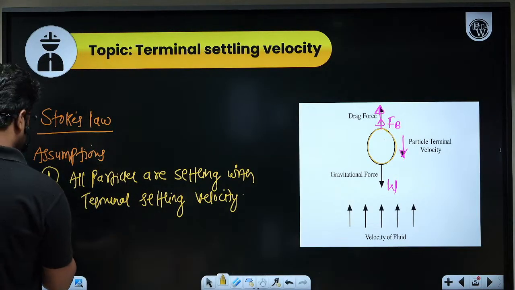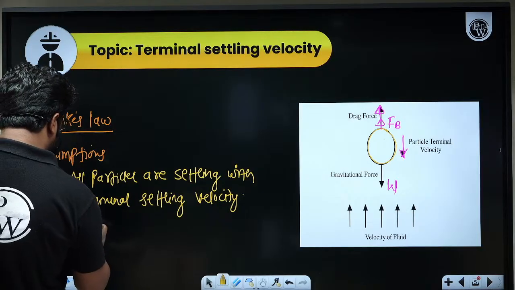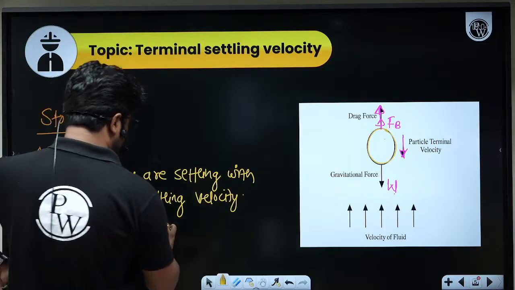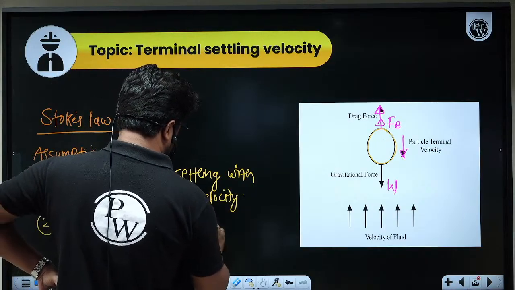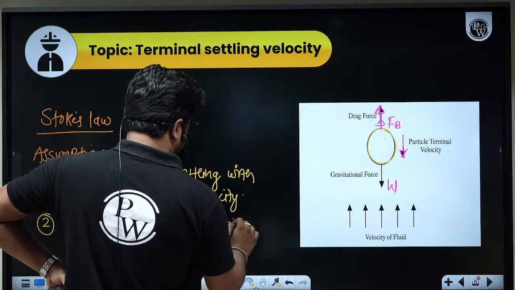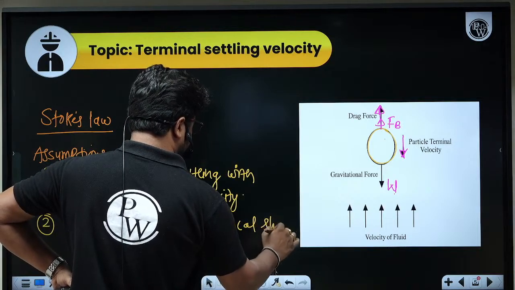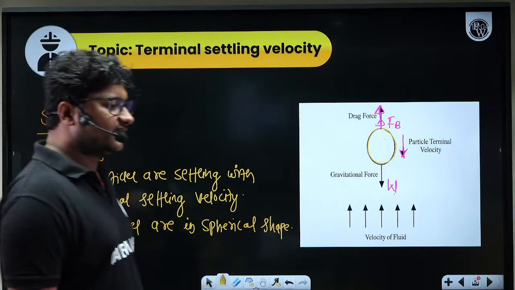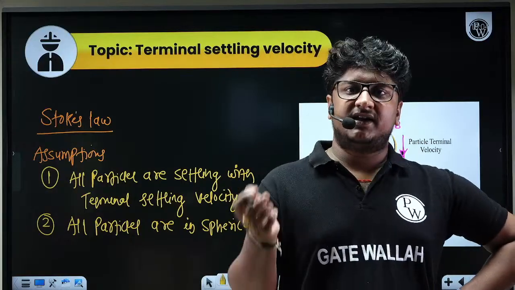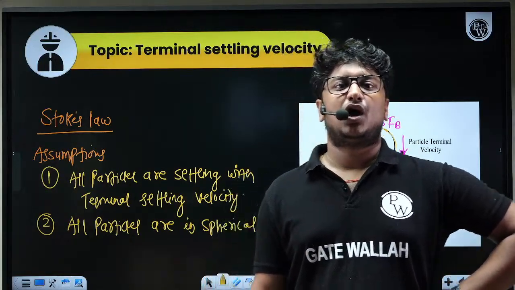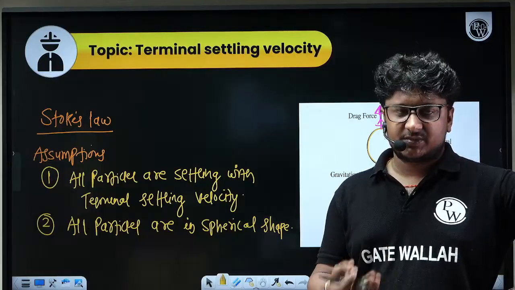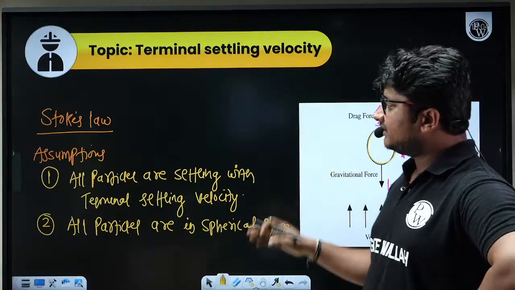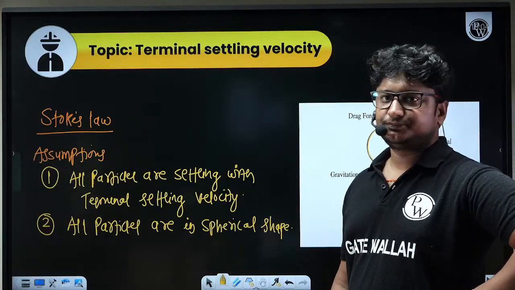The second assumption Stokes has taken is that all particles are in spherical shape. Now you also know that in water, all the suspended particles will not be in a spherical shape. But this is the assumption we have taken. So these are the two assumptions that we have taken in the Stokes law.